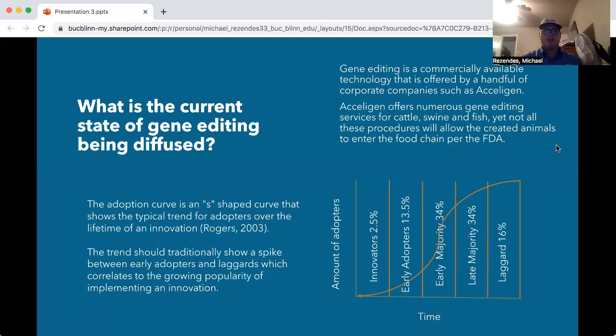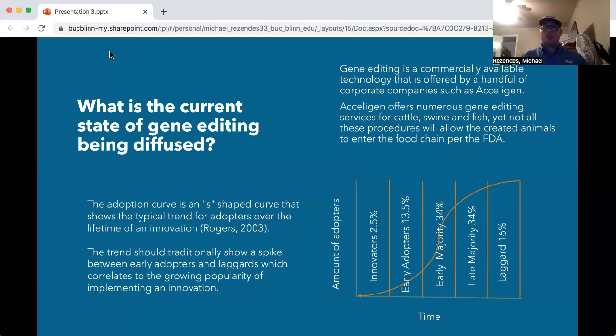So, what is the current state of gene editing being diffused? Let me move my camera here so we can read our chart. Before we get into the state of gene editing and where it's at in the diffusion process, I want to explain this adoption curve in the bottom right hand corner. The adoption curve is an S shaped curve that shows the typical trend for adopters over the lifetime of an innovation. Obviously this can be as short or as long as it takes to fully implement an innovation, or if it's successful.